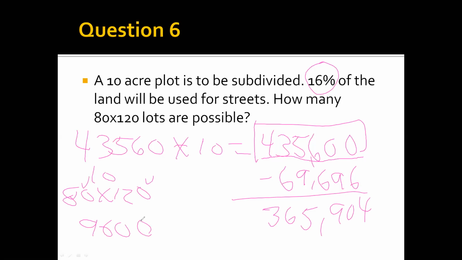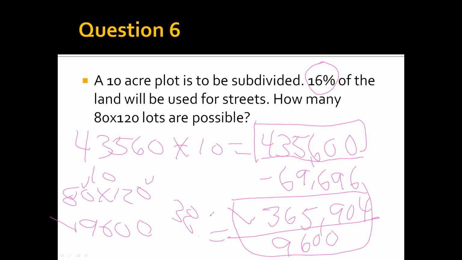So if we have this much total land and our lots are this size, how many lots can we get? We just divide 365,904 by 9,600. 365,904 divided by 9,600 gives us 38.1. Now you can't have a 0.1 lot size, so you would say 38 lots. Okay?